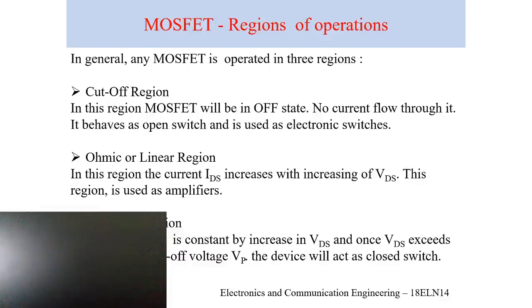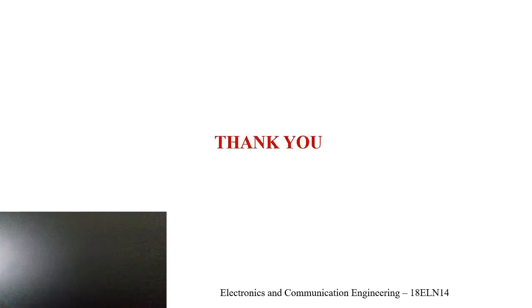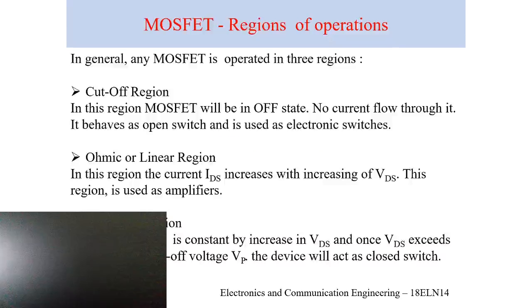Moving on to the last region, the saturation region. In the saturation region, IDS is constant with an increase in VDS, and once VDS exceeds the pinch-off voltage VP, the device will act as a closed switch. So to summarize, in the regions of operation, the MOSFET acts as a closed switch in saturation, an open switch in cutoff, and can be used as an amplifier in the ohmic or linear region.